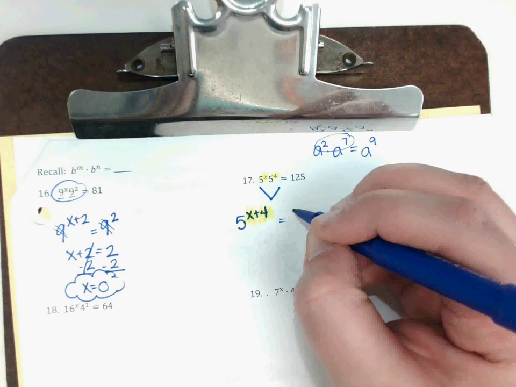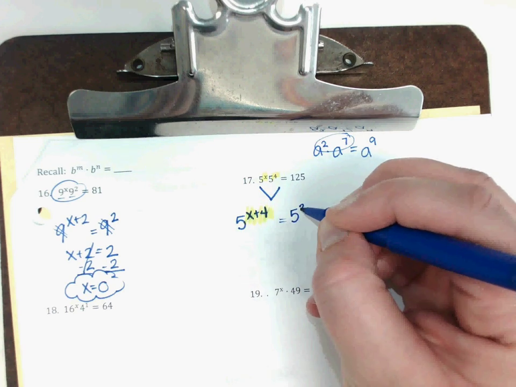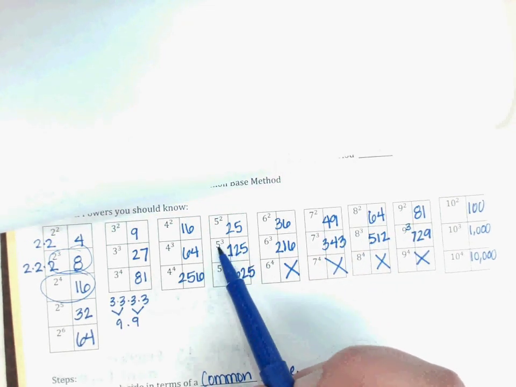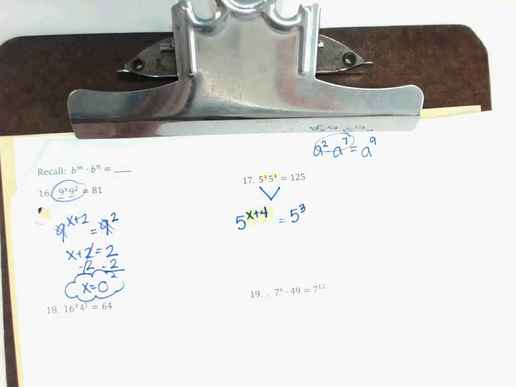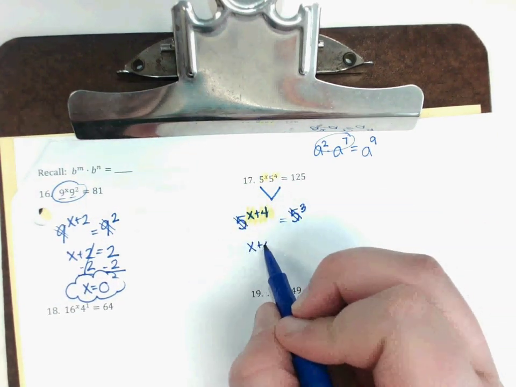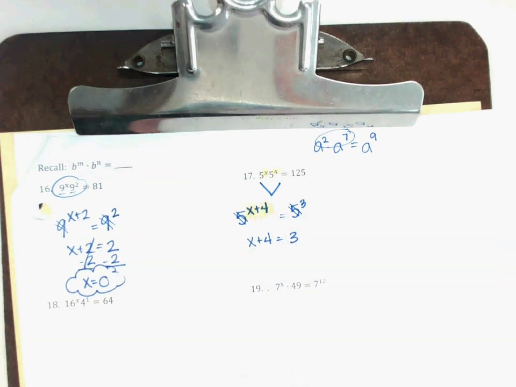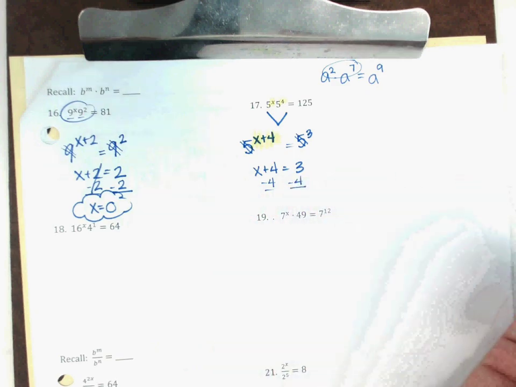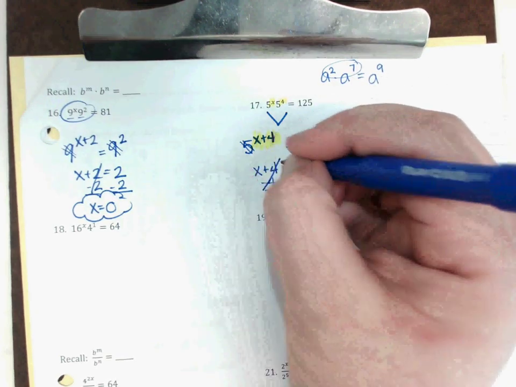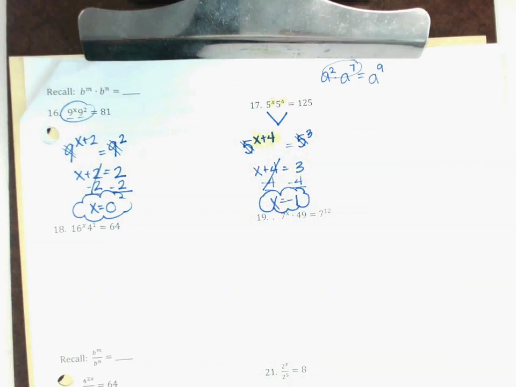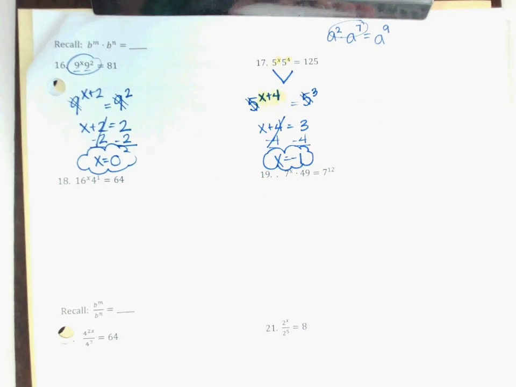125 is 5 to the what? 5 to the 3rd. Okay, and I'll show you right here. You just look up 5 to the 3. 125 is here. That's 5 to the 3. Okay, from there, my like 5's cross out. X plus 4 equals 3 comes down. And then what's your next step? Subtract 4. 3 minus 4, what do we get? Negative 1. Good?